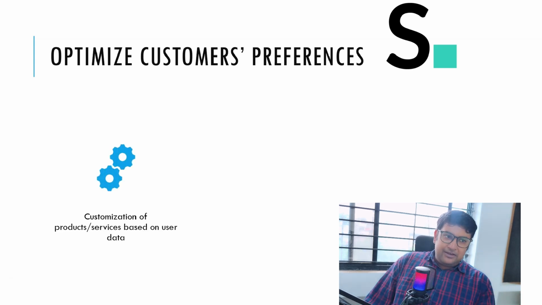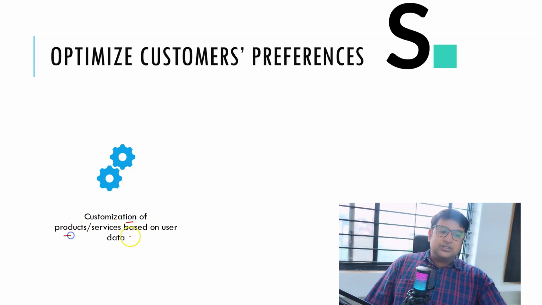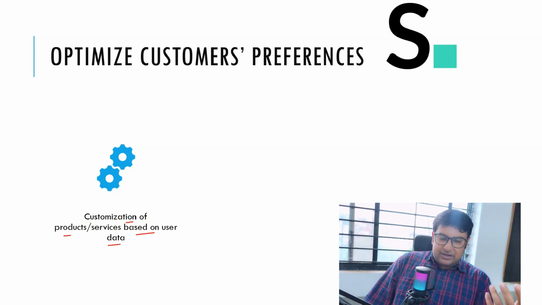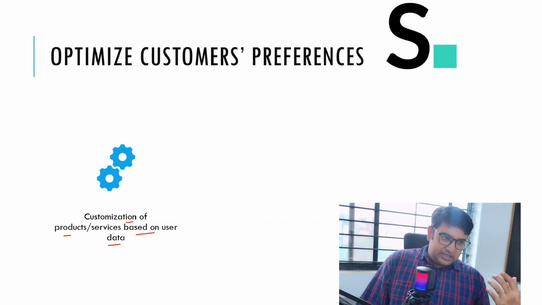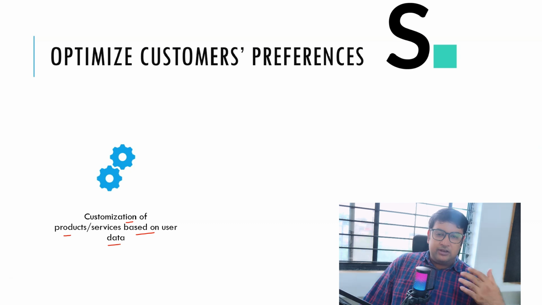So now what can be the different types of customer optimization? Basically you can tailor or customize your product or service based on the user data, like who is using a particular type of product or service. Imagine it this way: if we talk about stock investment, there are a lot of brokers out there which are providing different apps or websites from where you can invest in stocks.